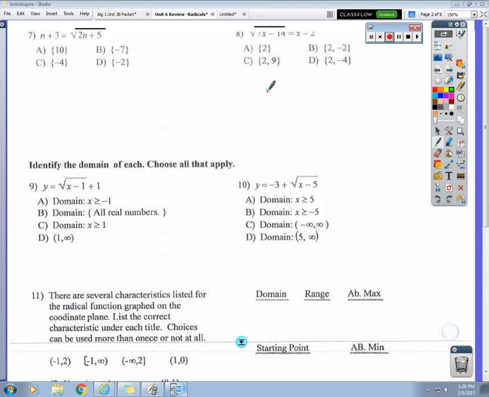Okay, let's get started again. I don't think we did number 7. No, we didn't do any of this page. We stopped at the end of the first page.